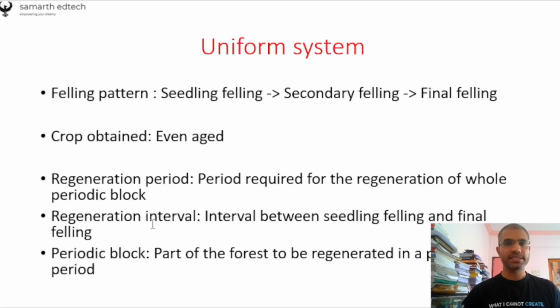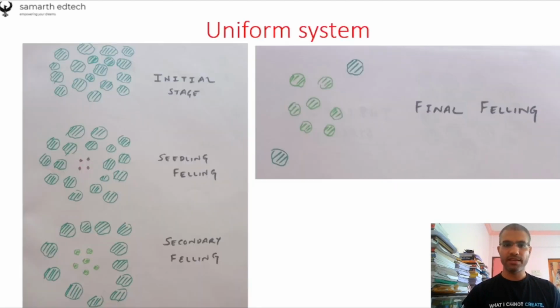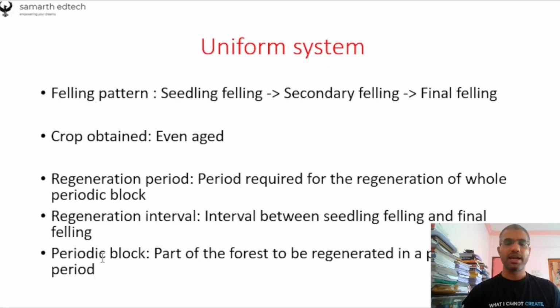Then what is the regeneration interval? The interval between seedling felling and the final felling. Okay, we have already understood what is seedling felling and final felling. So the time period between the seedling felling and the final felling is your regeneration interval. And what is a periodic block?